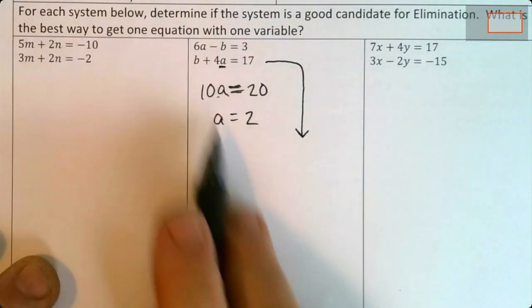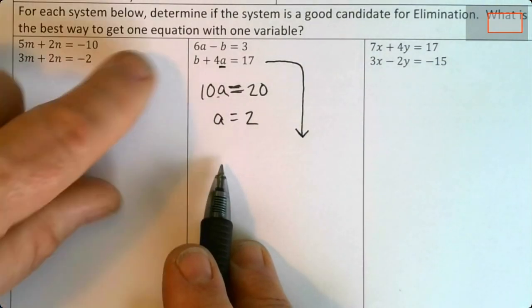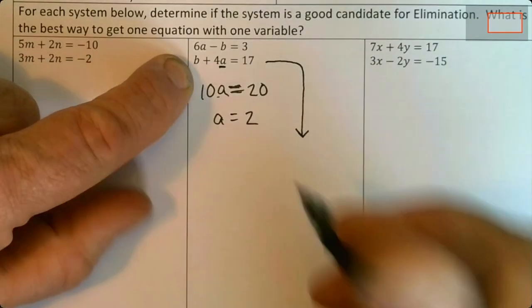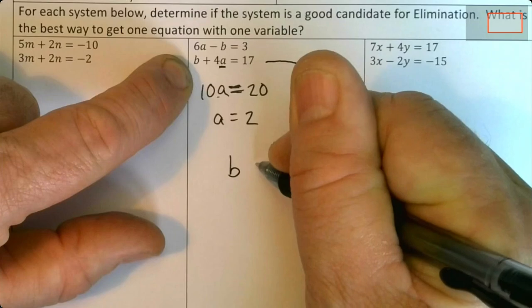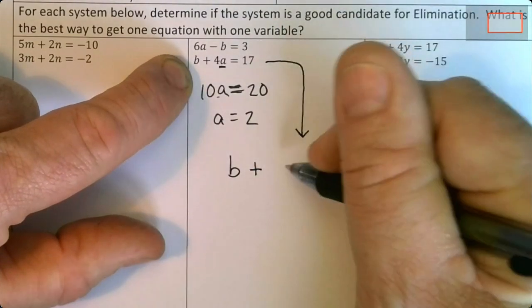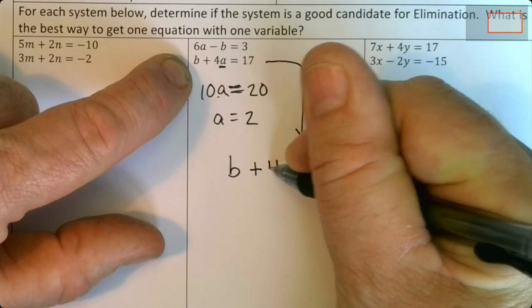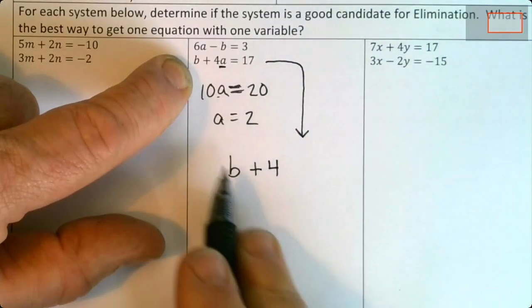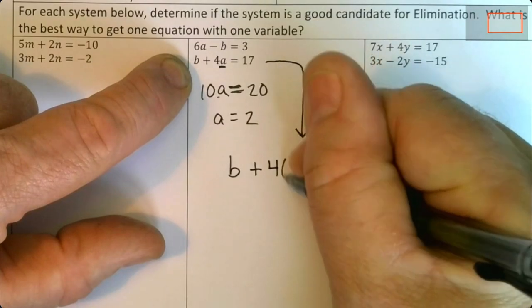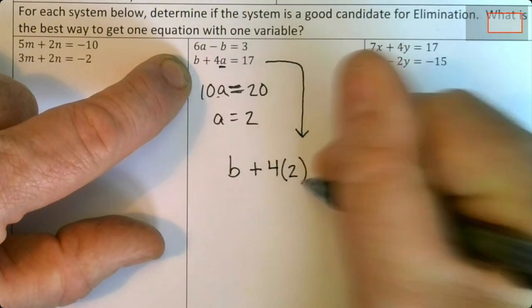I'm just rewriting the second equation. The second equation begins with b, so I write b. Then it has a plus, I write a plus. It has a 4, I write a 4. And then it has a, but instead of a, I'm going to write down what I found a to be. So I'm going to write down the number 2.